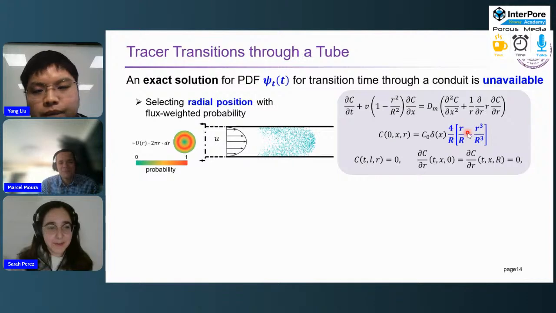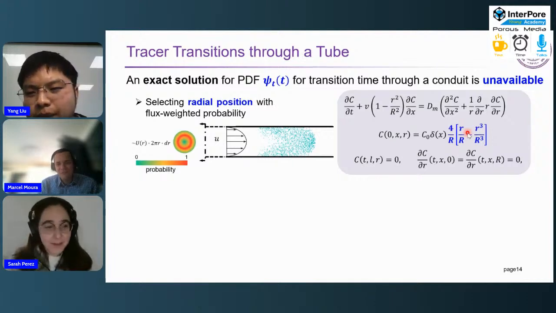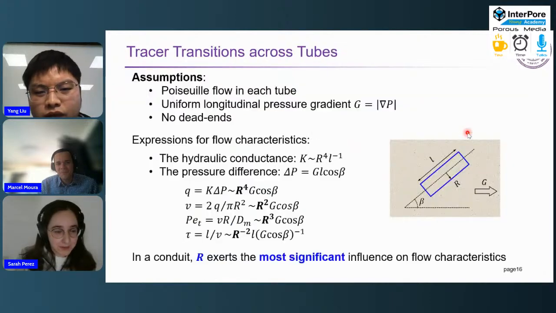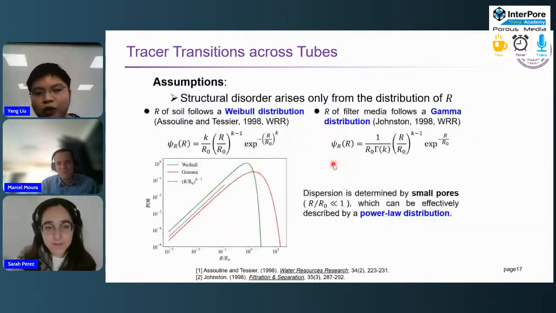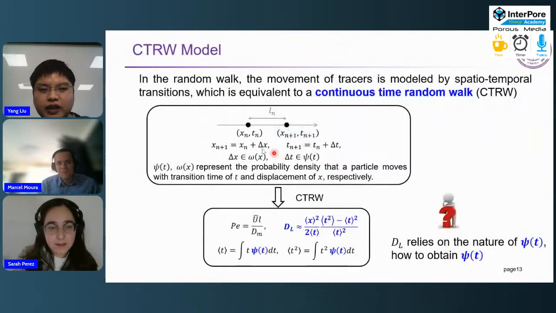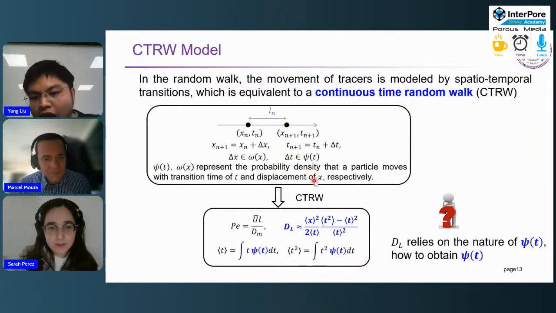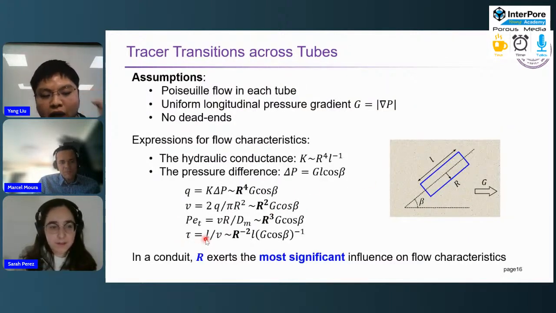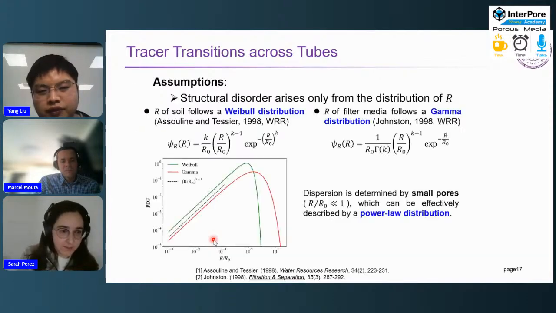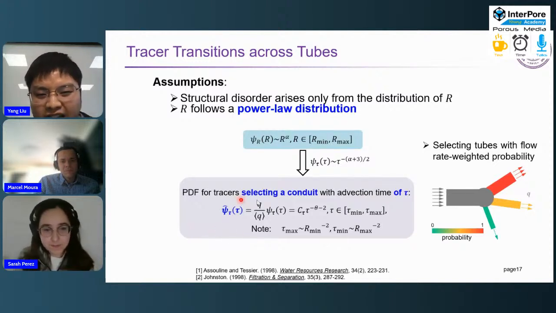Thank you. If we can stay on this slide, I have a question about the calibration of your flux-weighted probability function. I'm not sure I get where the weighting part comes from. Is it weighting between the different modes? No. Here we model the transport as spatial transitions. The flux-weighted probability density function is a function of tau, the advection time scale, which is the time it takes for the fluid at the center of the tube to go through the tube. Okay, so you weight it based on the advection time? Yes, this is the PDF for particles selecting a conduit tube like this.